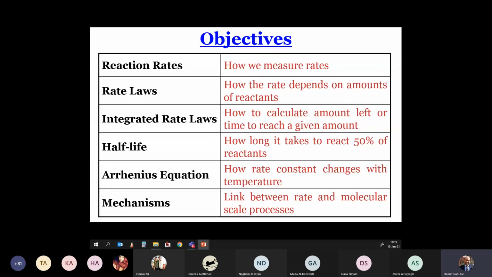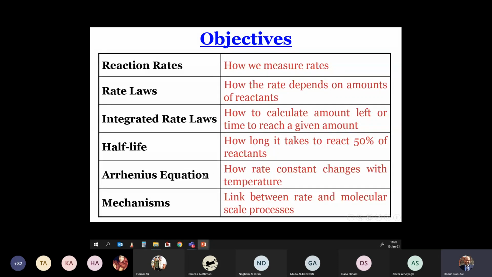Objective number 4 is the half-life or the half-time, T-half. How long does it take to react 50% of the reactant, or how long does it take to form 50% of the final products? So the objective number 4 is to calculate what we call T-half.